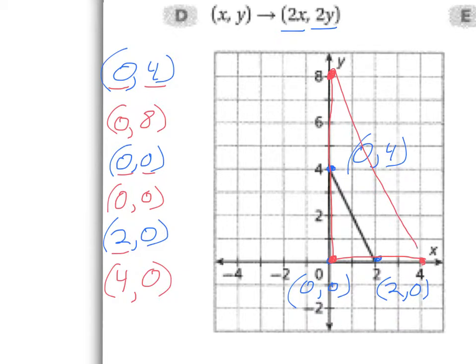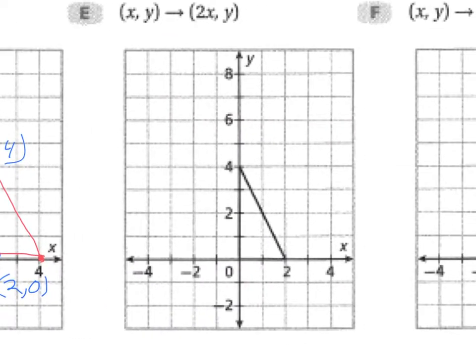Does it have rigid motion? It does not, because I've changed the size of this triangle. I blew it up. It's larger. So no rigid motion in this example. Okay, we've got E here.